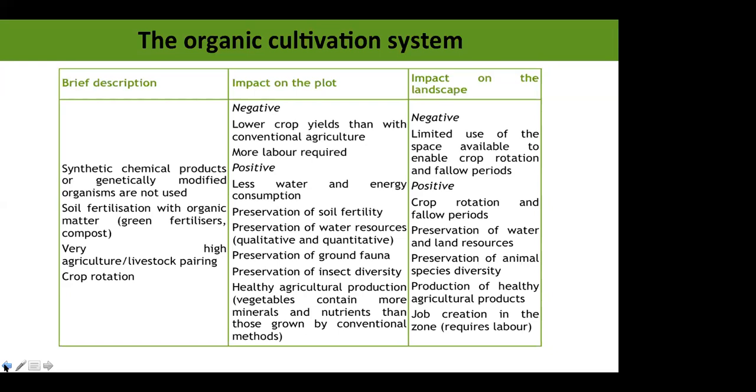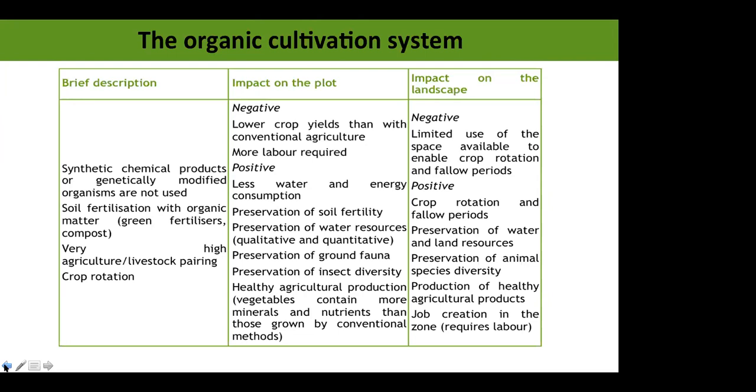What are the negative impacts on the plot? There's lower crop yield than conventional agriculture because the intake of the organic matter is slower than when you use synthetic. Over time, it's going to build up. If you continue using the right quantity of compost, it will build up over time and then you can have the same yield. But at the beginning, because probably the land is already destroyed, you might not have the same yield as conventional agriculture. Then there's more labor required in organic. You have to do a lot of work on the farm manually.